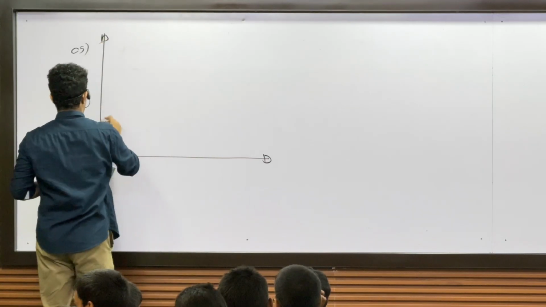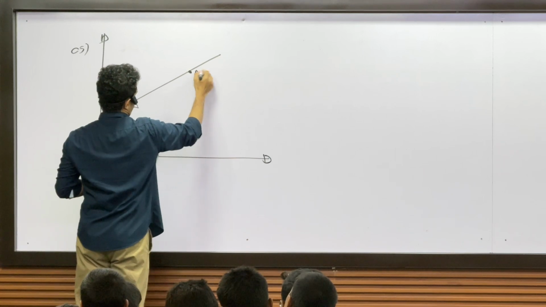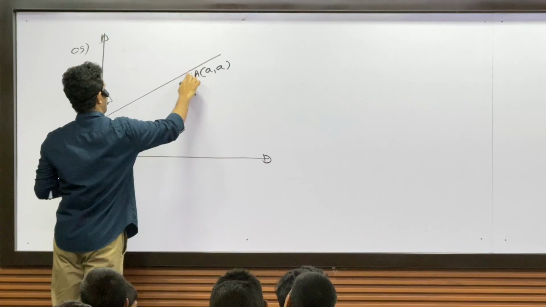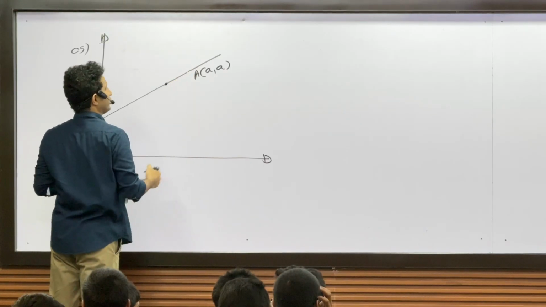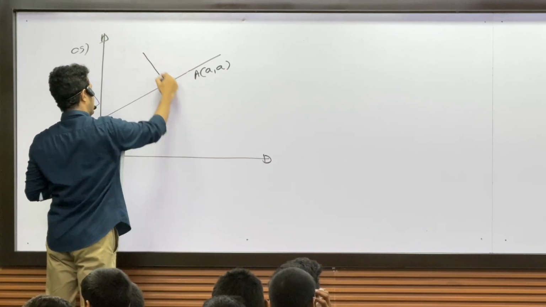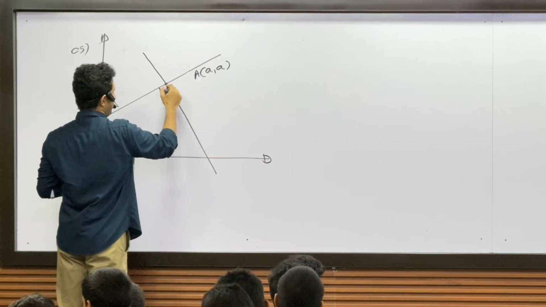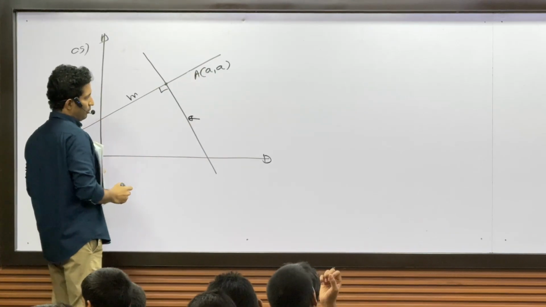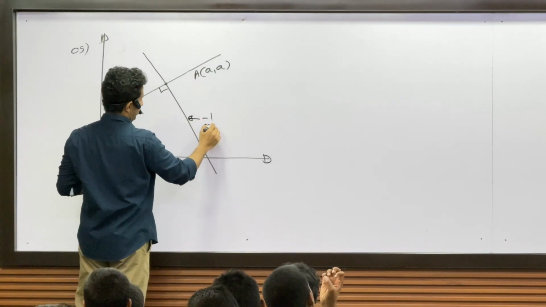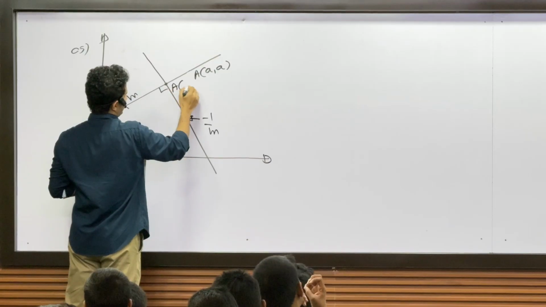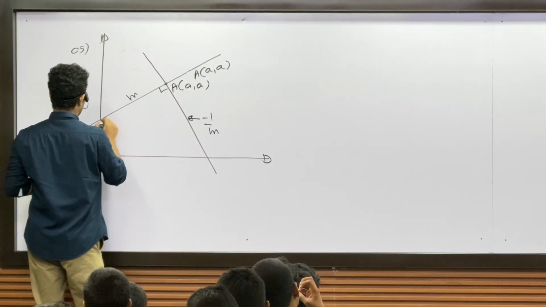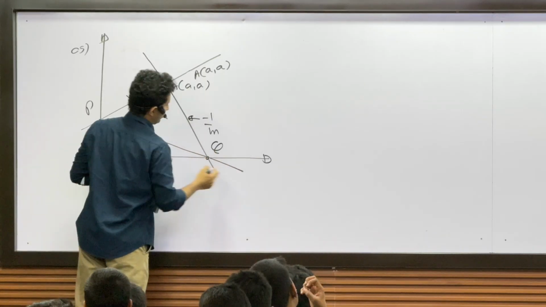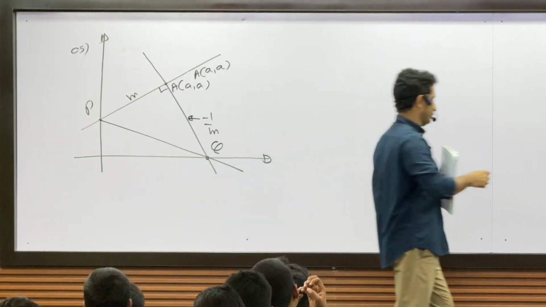Now there is a straight line that passes through (a, a), and this is perpendicular to this. The gradient of this one is m, so the gradient of the other should be minus 1 over m, right? You know that. Now this point is (a, a), this point is P and this point is Q. You need to find the equation of PQ. That's what they ask.